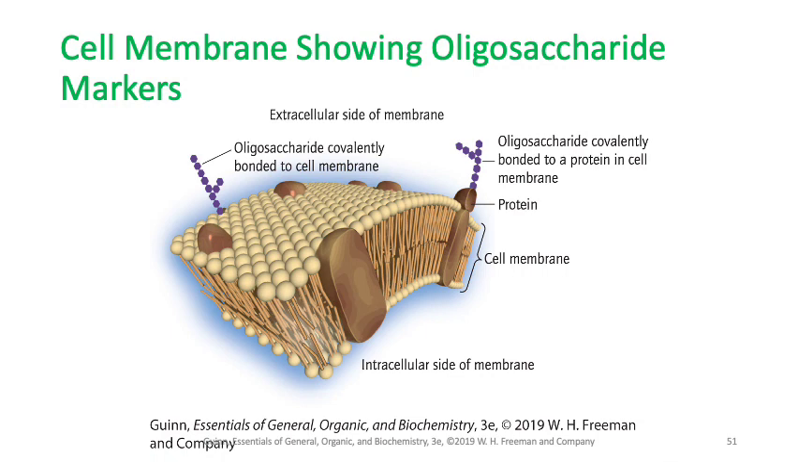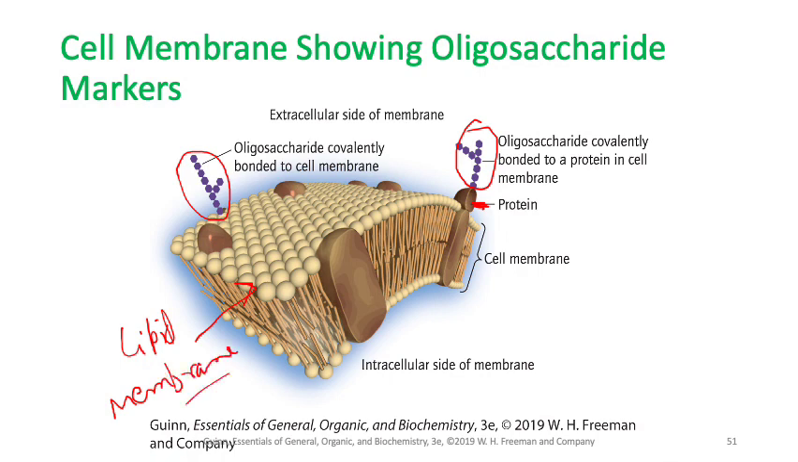So this is the structure of the cell membrane. You will see these are your oligosaccharides, which act as a cell marker, right? Then you have a protein, and you have your lipid membrane over here, right? This acts as a cell marker to differentiate your own cell from the cells of other organisms.